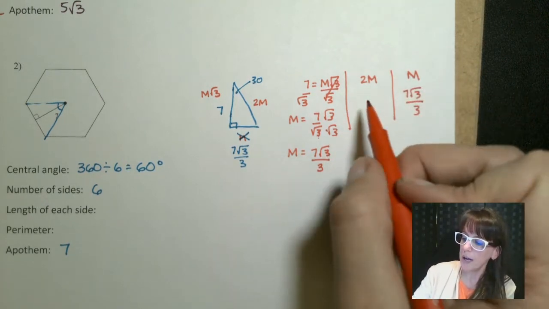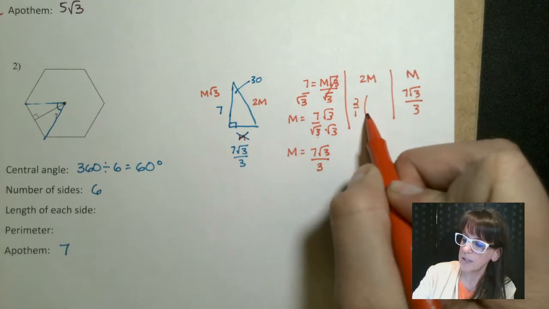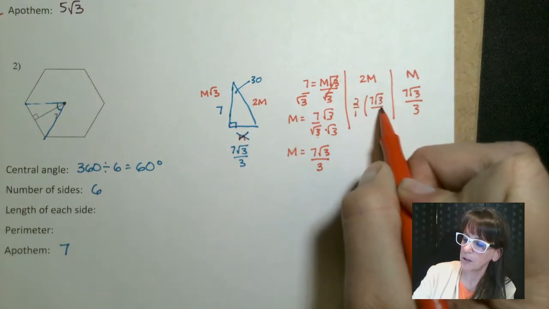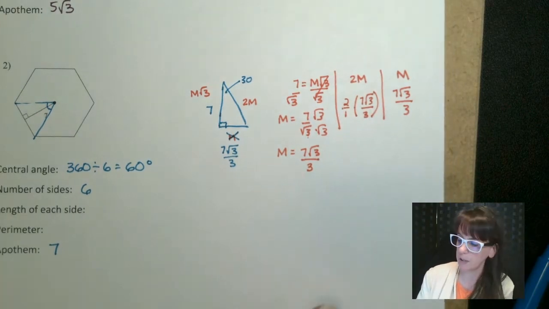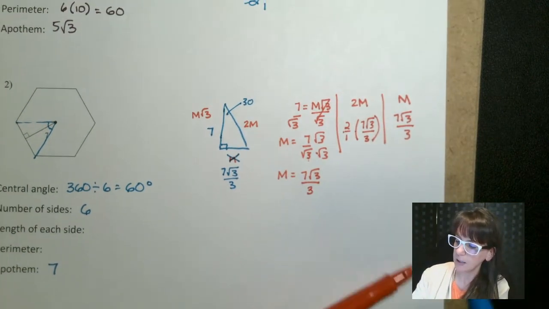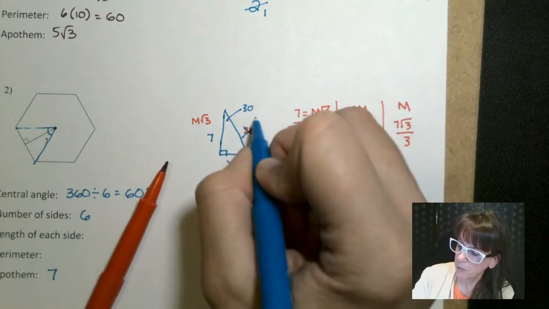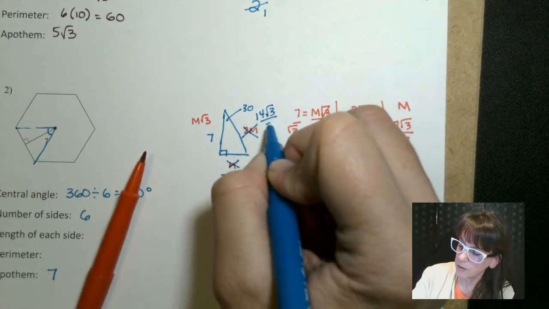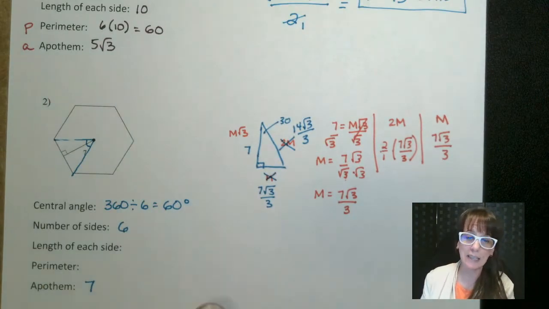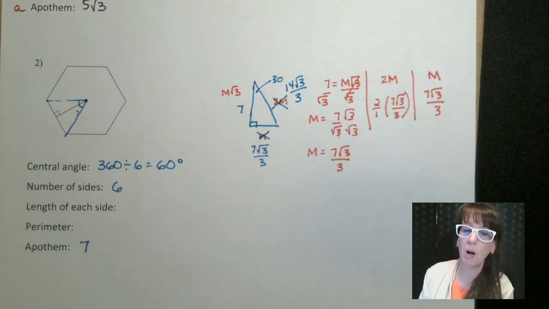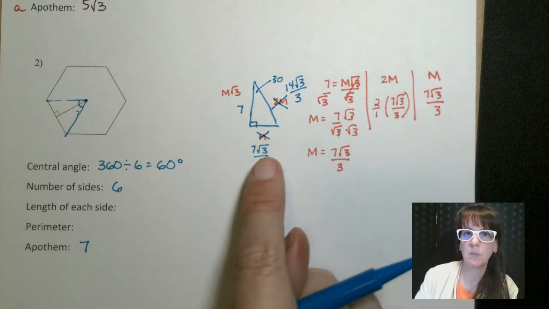Now 2m, so we do 2 over 1 times 7 root 3 over 3. That's going to be 14 root 3 over 3. So this guy right here is 14 root 3 over 3. Fortunately, I don't care about that one because that's that slanty bit. That's the radius of that polygon. What I do care about is this bottom one.